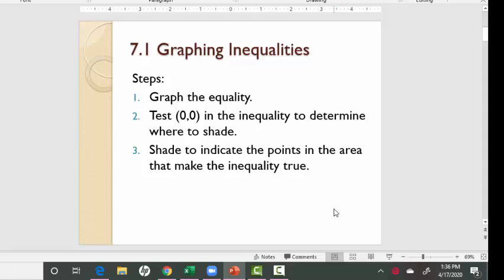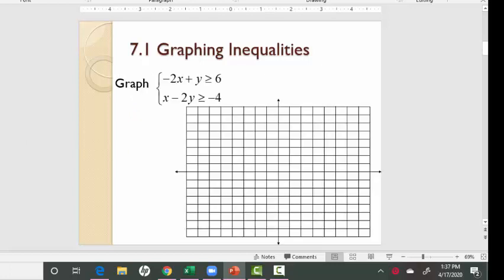The third step then is to shade that indicated area, either above the line or below the line. Where the shading overlaps is where the solutions are to the system of inequalities. So let's start off with an example.